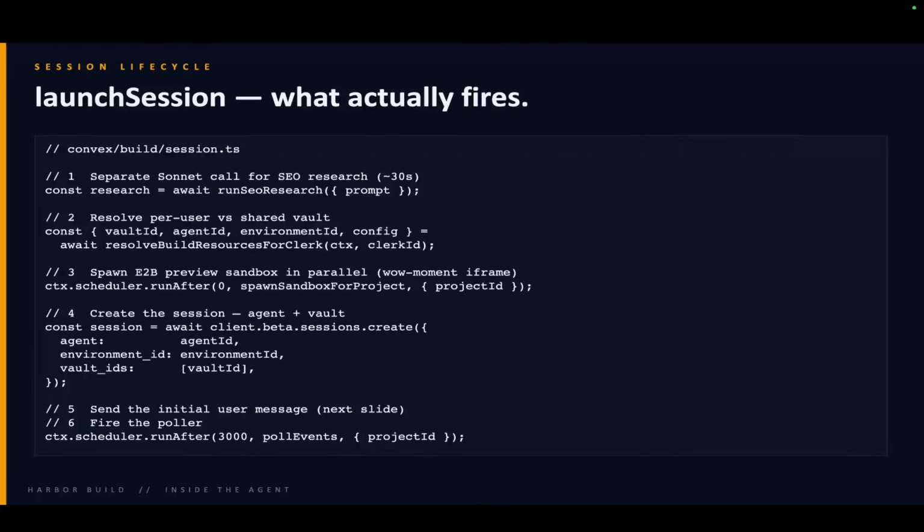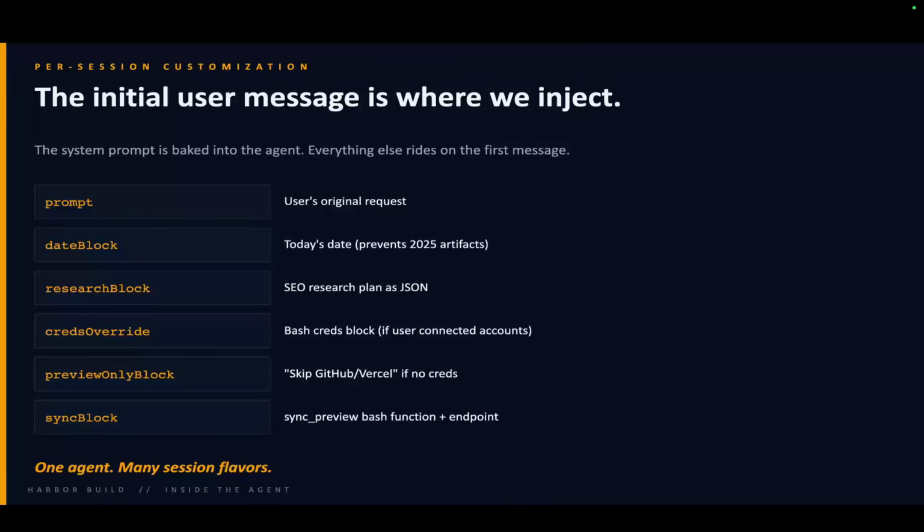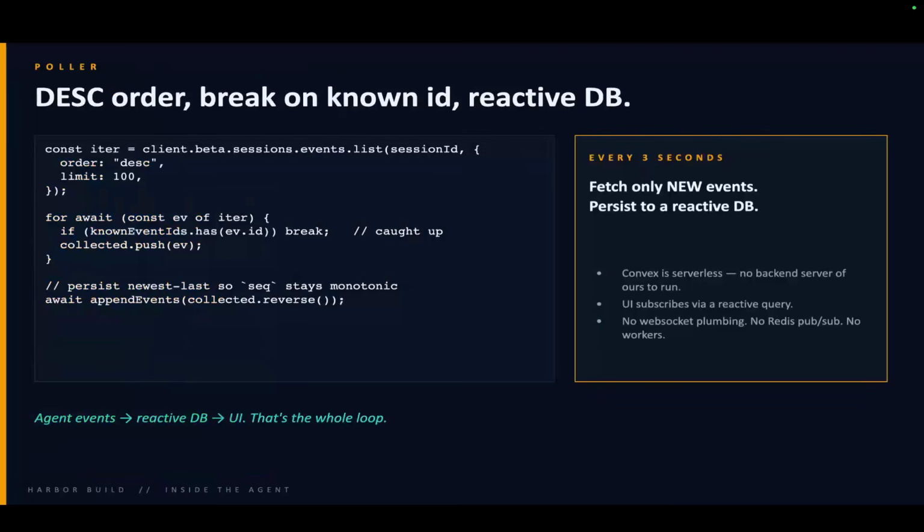And then this is just the launch session, so how it actually works, right? This isn't that important. The initial user message is where we inject. So this is how you create variants, so it doesn't just create the same thing every time. It's the user input, the prompt that you give it, which changes the outcome of the entire build.